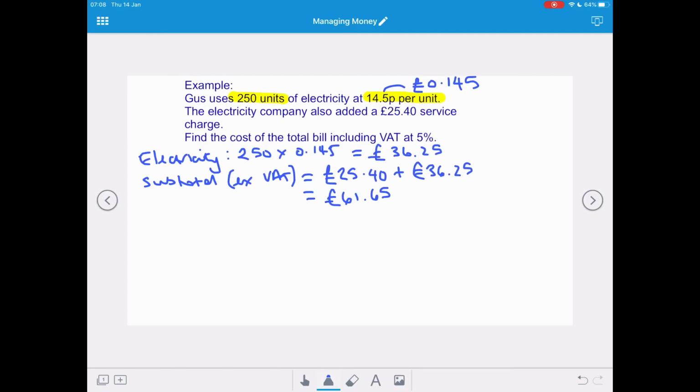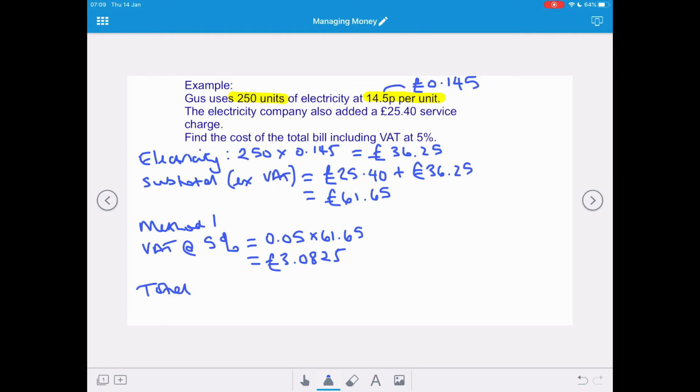Method 1 is to calculate the VAT at 5% separately, and then we can add it on. So the VAT at 5% is going to be 0.05 multiplied by our £61.65, and that gives us a value of VAT of 3.0825. Now don't round this until the end of the question. So the total, including VAT, is going to be 61.65 plus 3.0825, giving us a total of 64.7325, and now we need to round it to 2 decimal places, so the total cost of the bill would be £64.73.